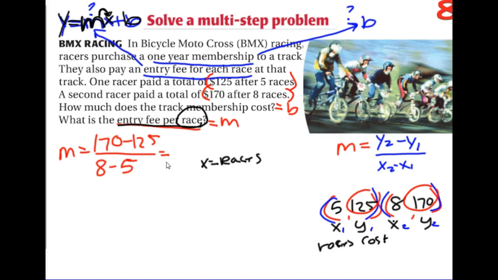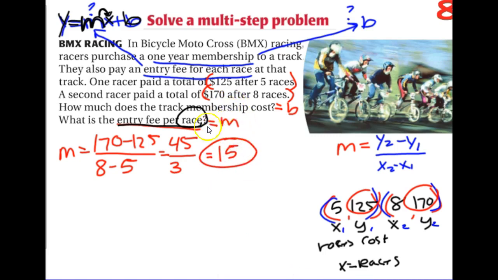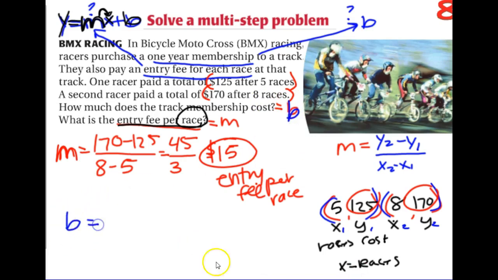So all I did was plug those numbers into my slope formula. And on the top, I get 45. 8 minus 5 should give me 3. X was the number of races. 45 divided by 3 should give me 15. So M is our entry fee. It's going to cost $15 per race. And then that's M, that's what we're paying multiple times. And then we need to find B, what's our beginning one-time fee to even try and race.